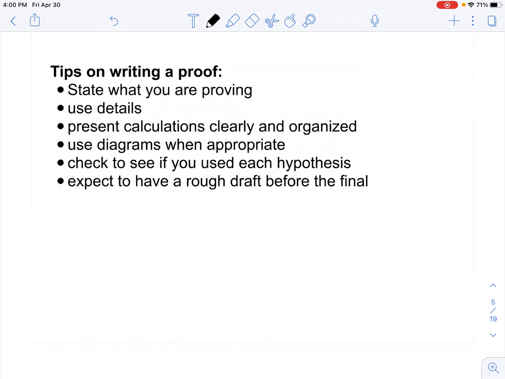Here are tips on writing a proof. Start with stating what you're proving. Use details. Present calculations clearly and organized. Use diagrams when appropriate. Check to see that you've used each hypothesis from the beginning of your proof. And if you haven't, then maybe it was irrelevant or maybe you did your proof wrong. And finally, it's a good idea to expect to not get it right the first time. You're going to have a rough draft, just like you would in an English paper, and make changes and adjustments as you go.